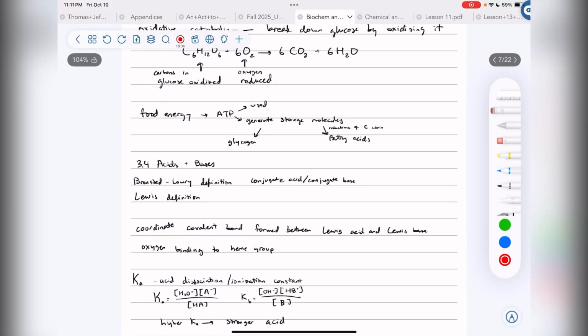Okay, so yeah, that's basically those processes in the body.